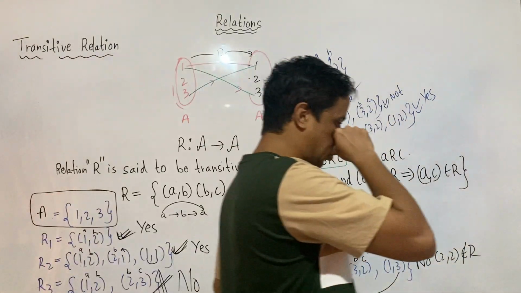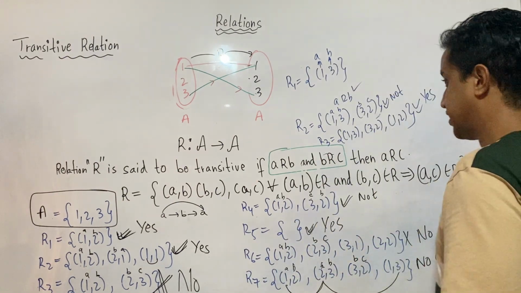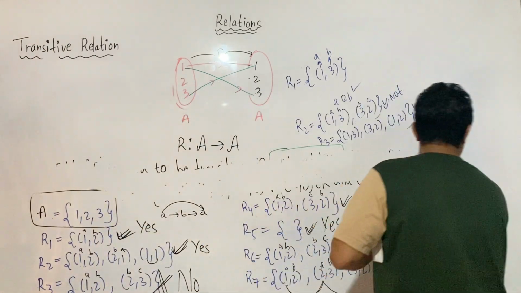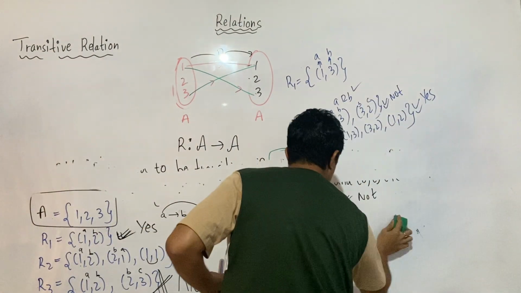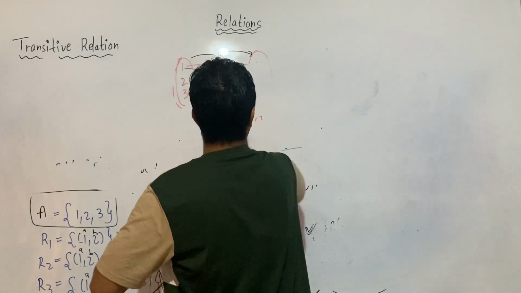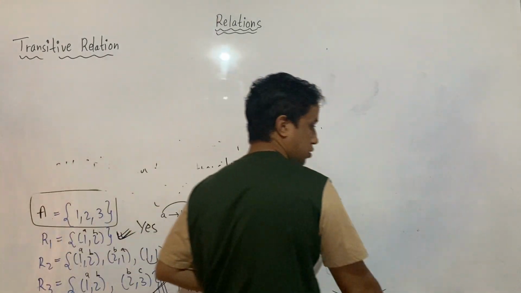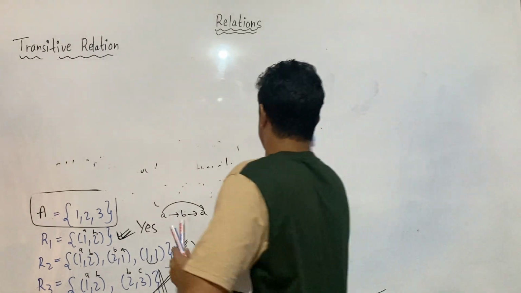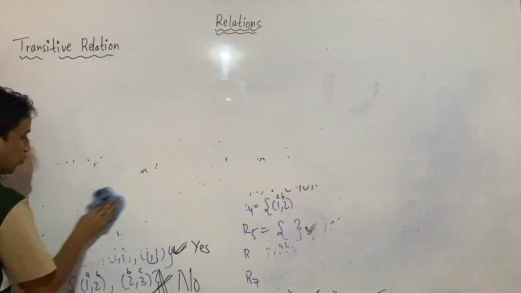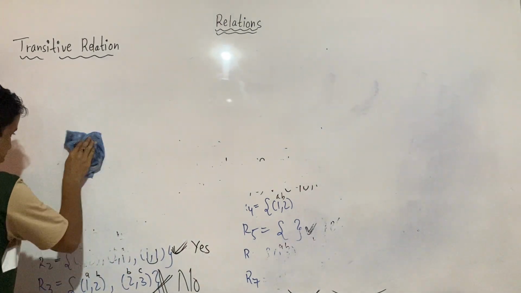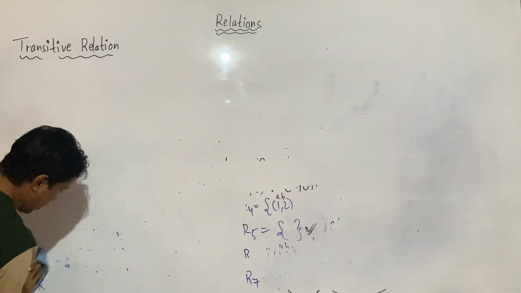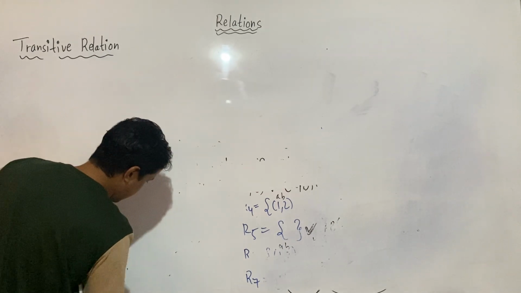Okay. Now let's switch to the next one. And the next one is equivalence relation. Okay. So equivalence relation, it is nothing. Your relation is going to be an equivalence relation if it is reflexive, symmetric, and transitive. That's it. Okay. So what does it mean?